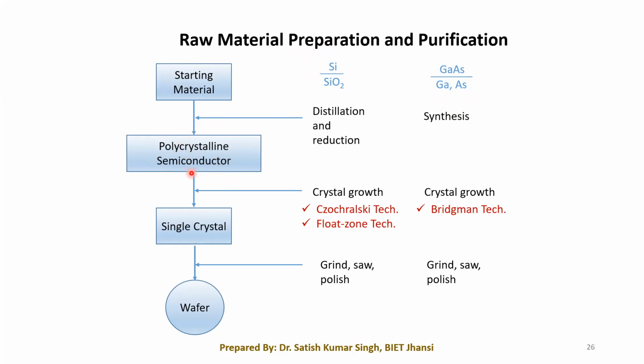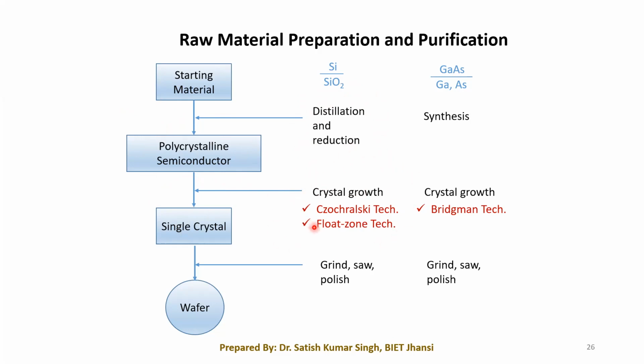Then from the polycrystal semiconductor, we have to get the single crystal, and then we have to go to the wafer. So now we can see from the starting material to polycrystalline semiconductor, we have several distillation and reduction processes that we have to go through. And then from the polycrystalline semiconductor to single crystal, we have certain crystal growth techniques.